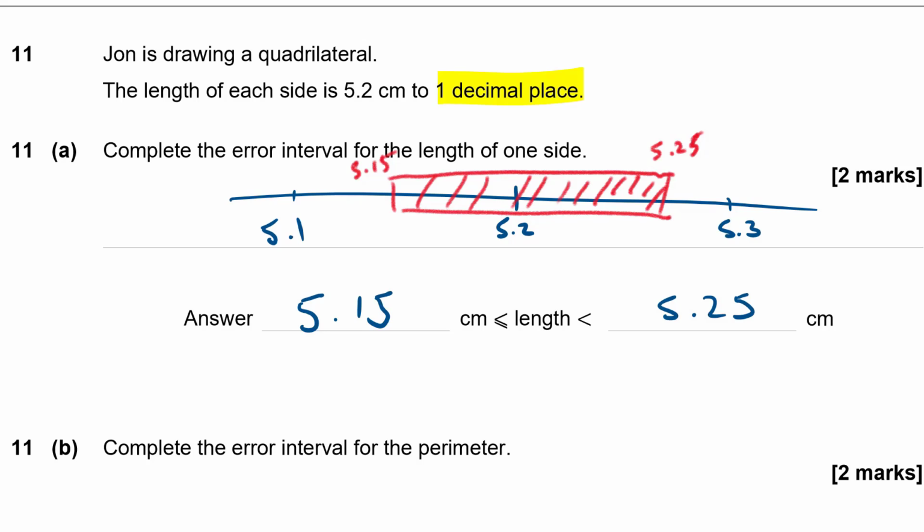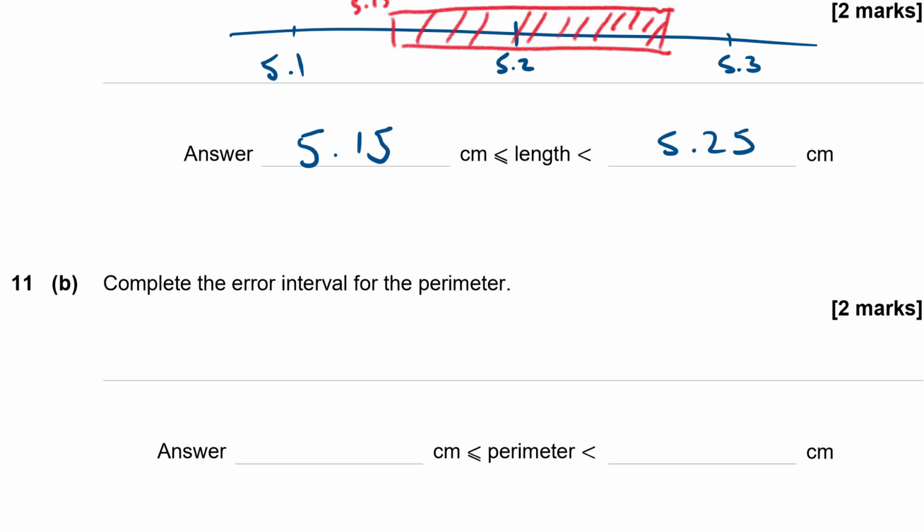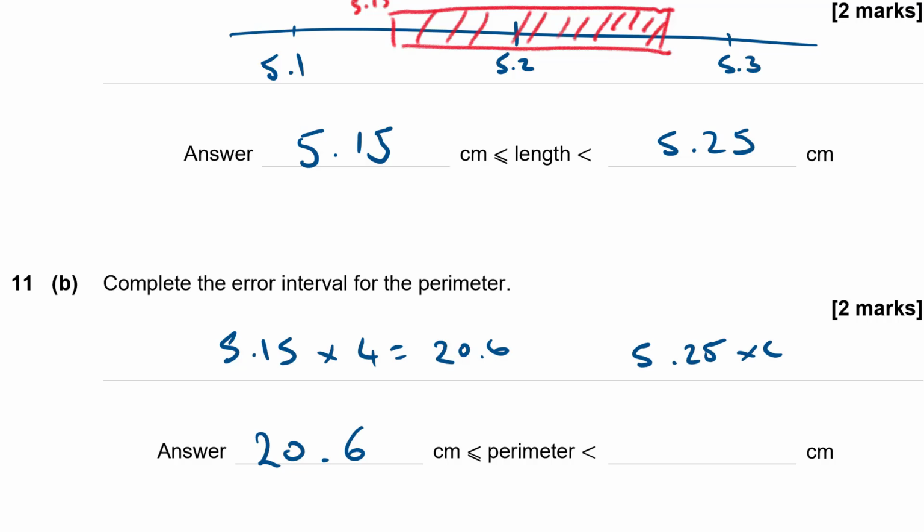Complete the error interval for the perimeter. So we know that each of the sides are going to be between these two ranges. So the smallest possible range of the perimeter is going to be 4 lots of my lower bound, and the largest is going to be 4 lots of my upper bound. So 4 lots of 5.15 is going to be 20.6. It's probably a good idea to write down the calculation that we're doing. Examiner's not a mind reader. And then my next one, 5.25 times 4, is 21, isn't it? Okay, so my range is going to be 20.6 to 21.